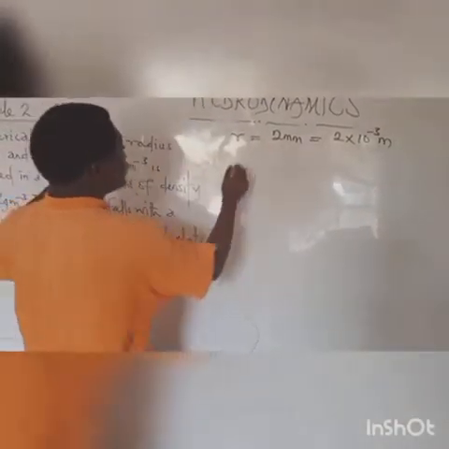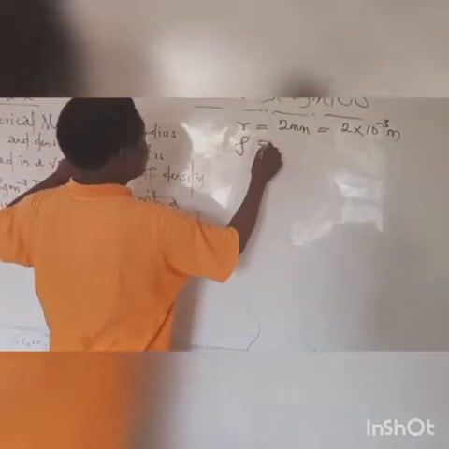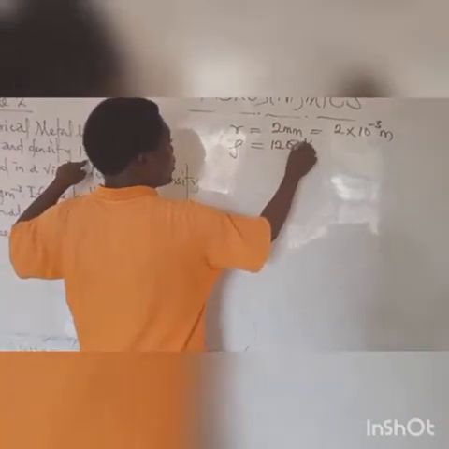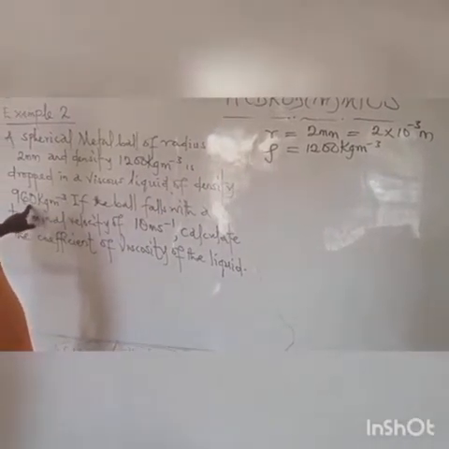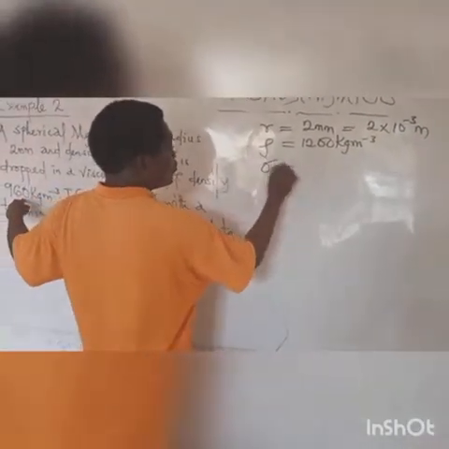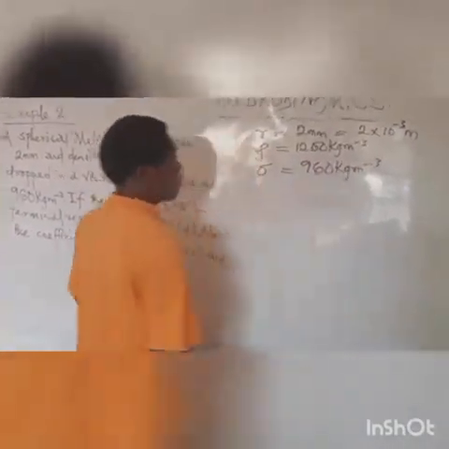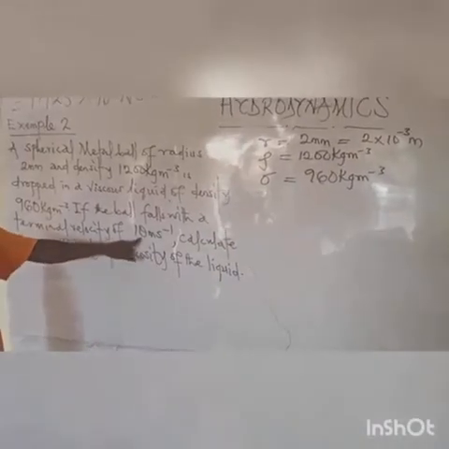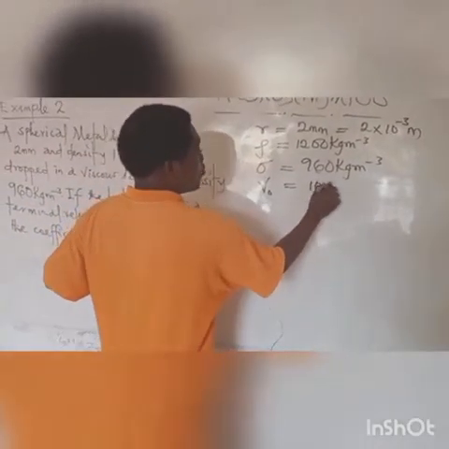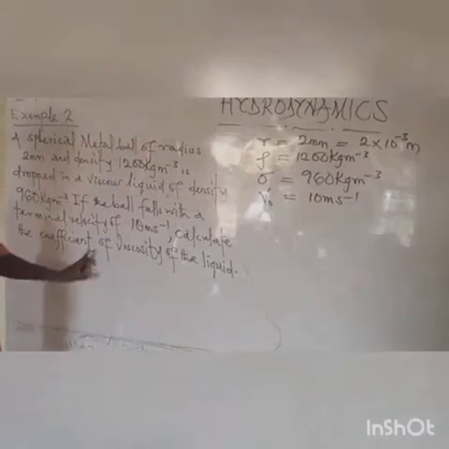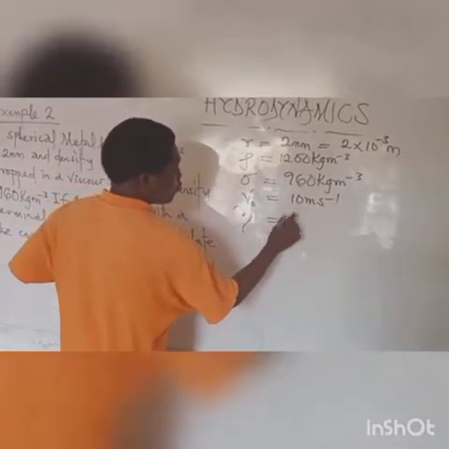Then we are also given density of the ball. The density of the ball is equal to 1,200 kg per meter cube. Then we are also given the density of the liquid. The density of the liquid is equal to 960 kg per meter cube. We are given the terminal velocity, which is 10 meters per second. Terminal velocity is equal to 10 meters per second. And we have to calculate the coefficient of viscosity.